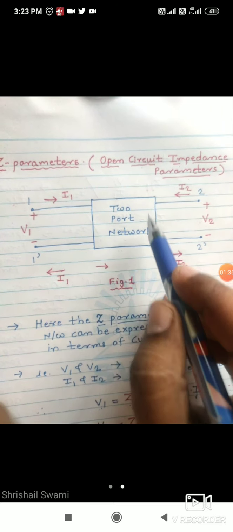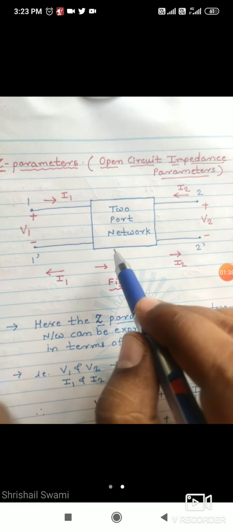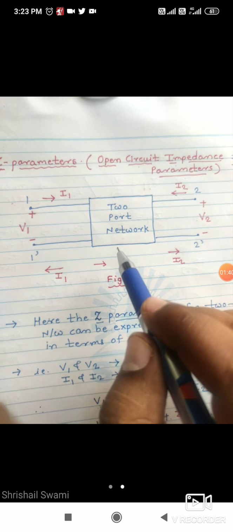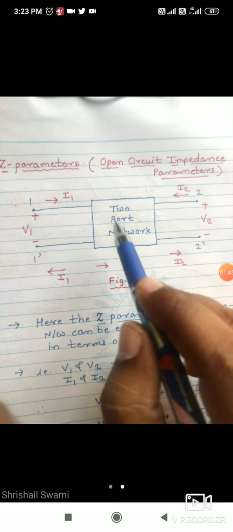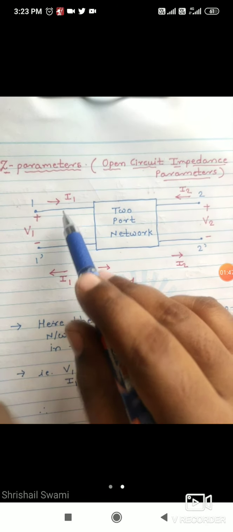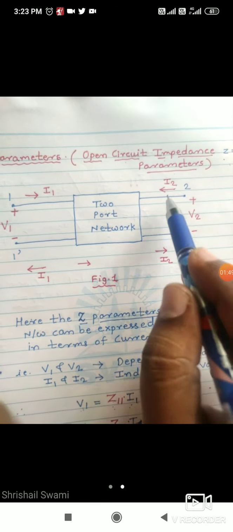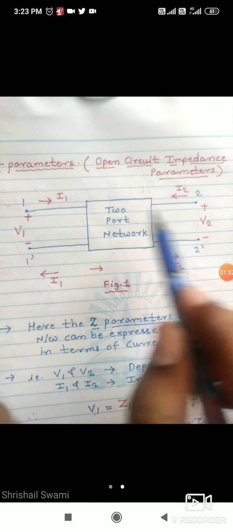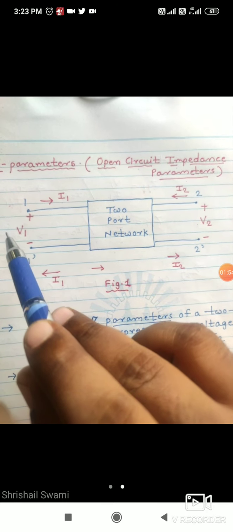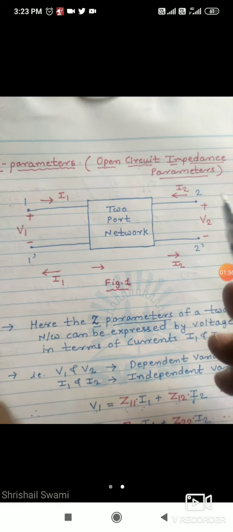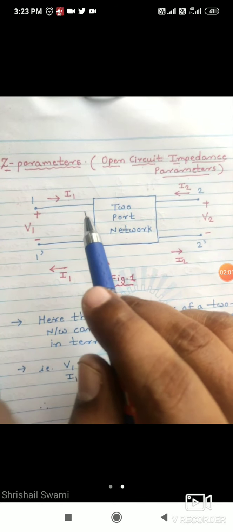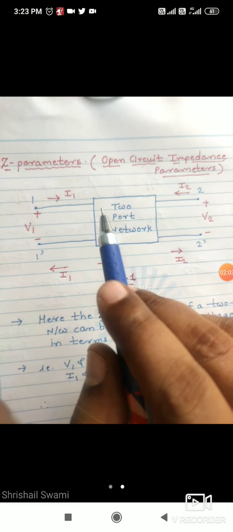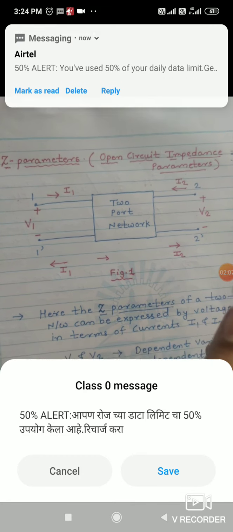So consider a two-port network. The definition of a two-port network we have already covered. What do you mean by a two-port network? A two-port network has two pairs of terminals. This is one pair, and this is another pair. Through one pair of terminals we can excite the energy, and from the other side we can take the energy. Do you understand? Only at one port you can give the energy, while at the other port you have to take the energy.